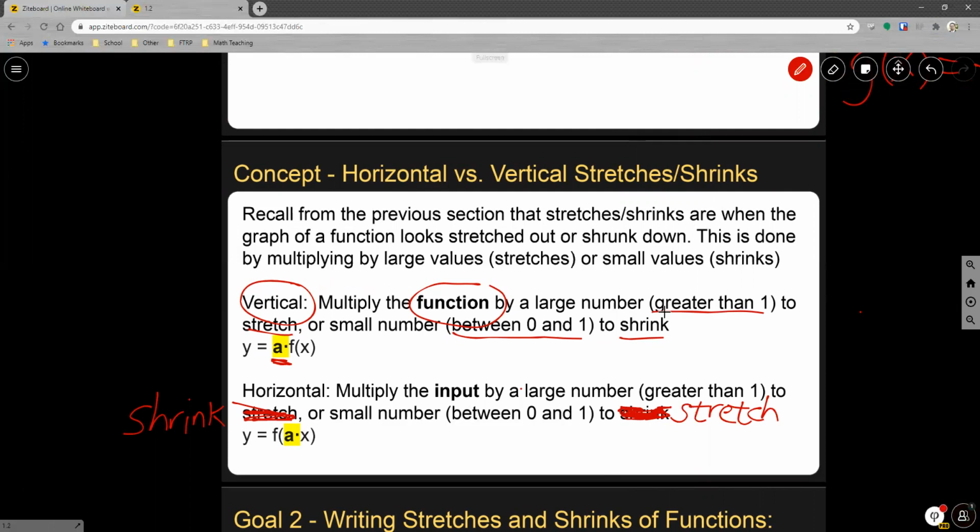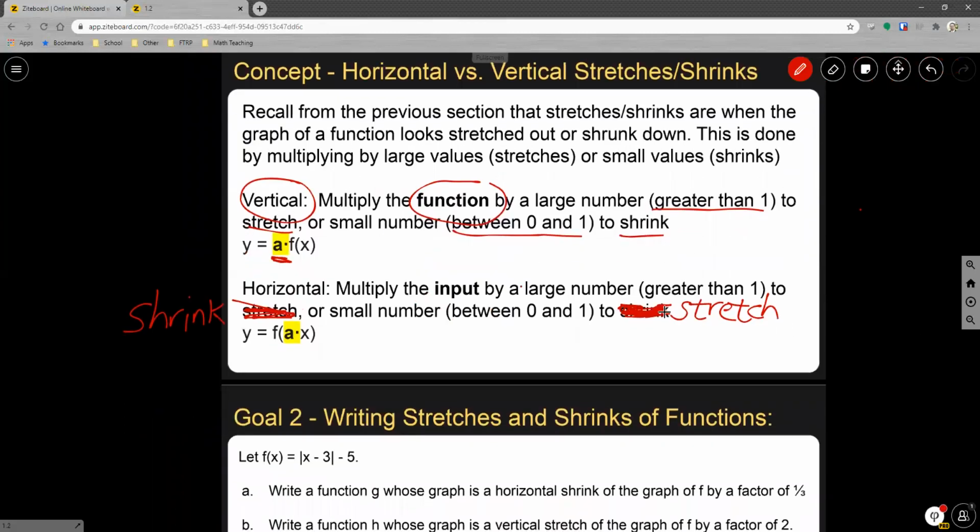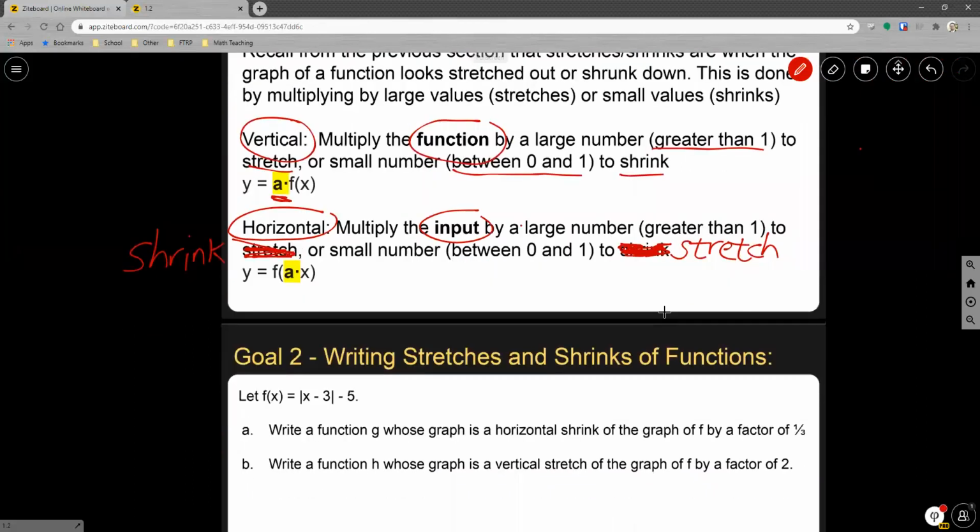But remember also, a horizontal stretch is the same as a vertical shrink. They're going to look the same when we graph. When I stretch something vertically, I shrink it horizontally. The sides come in. If I stretch something horizontally, I shrink it vertically. It looks like it's shorter because it's getting wider as I stretch it horizontally. So just remember, they are reversed from each other. And again, horizontal affects the input. So let's see what happens here.